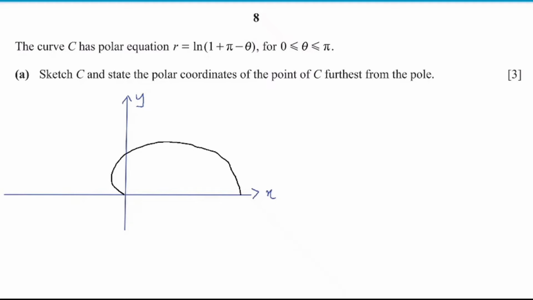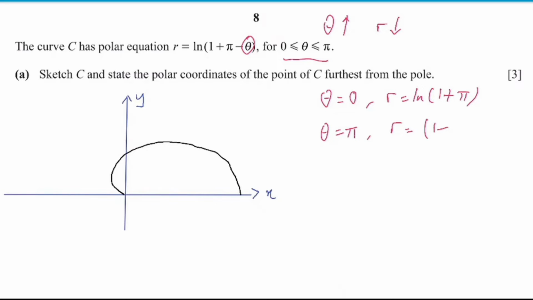But we can see from here that it must be monotonic, because this theta has a negative term. So from 0 to pi, as theta increases, the r decreases. The r is getting smaller and smaller. Because of this property, we just need to look at the endpoints. When theta equals 0, the r here is ln(1 + pi). This would be the part where we have the largest r. And when theta equals pi, the r is ln(1 + pi - pi), which is ln 1. Of course, it's 0.